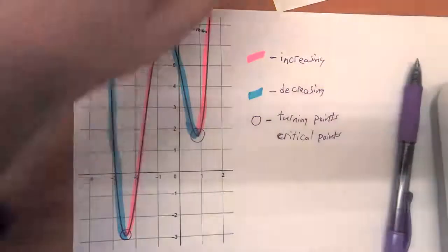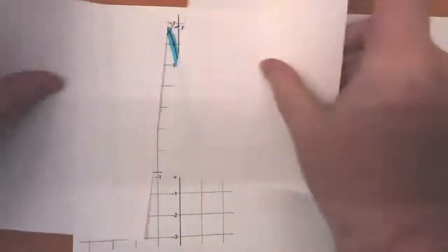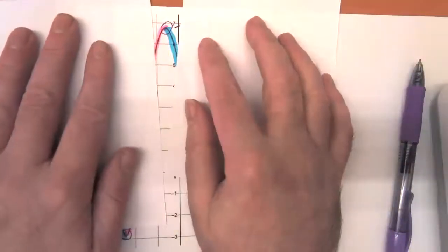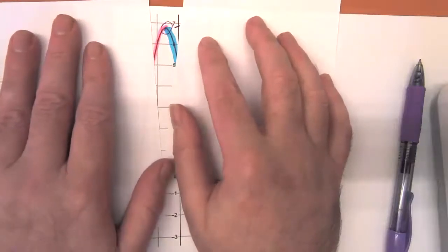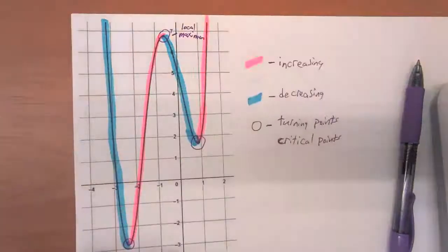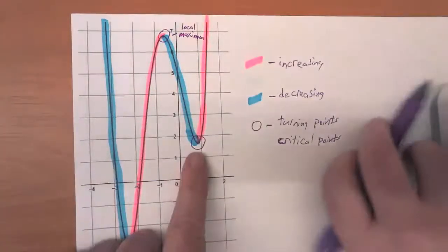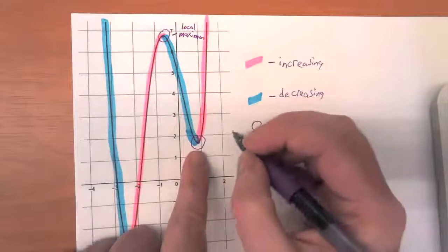And local maximum just means that if I only focus on some small interval, including this point, it's the highest value in that interval. Okay, so that's what makes that a local maximum. How do you think I could describe this point down here?